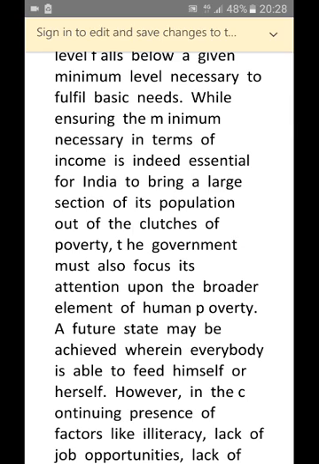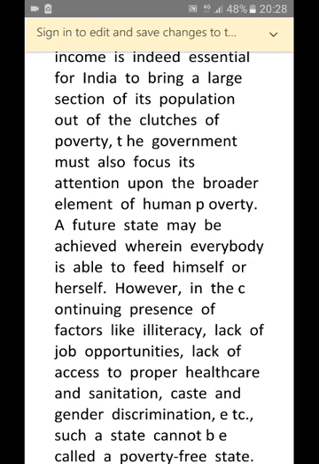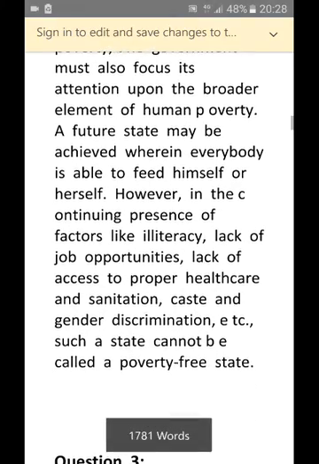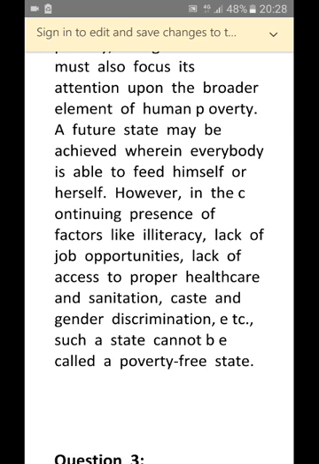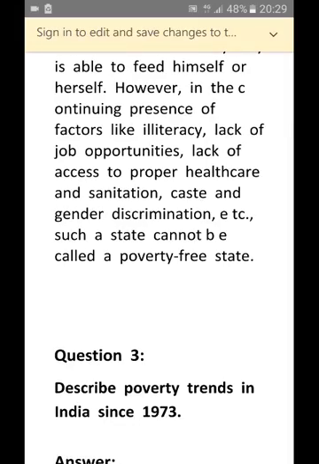The government must also focus its attention upon the broader element of human poverty. A future state may be achieved wherein everybody is able to feed himself or herself. However, in the continuing presence of factors like illiteracy, lack of job opportunities, lack of access to proper healthcare and sanitation, caste and gender discrimination, etc., such a state cannot be called a poverty-free state.